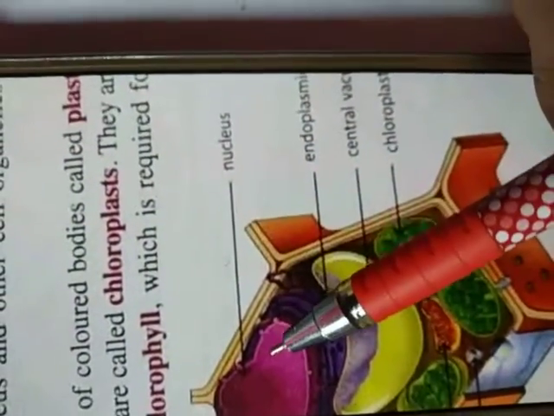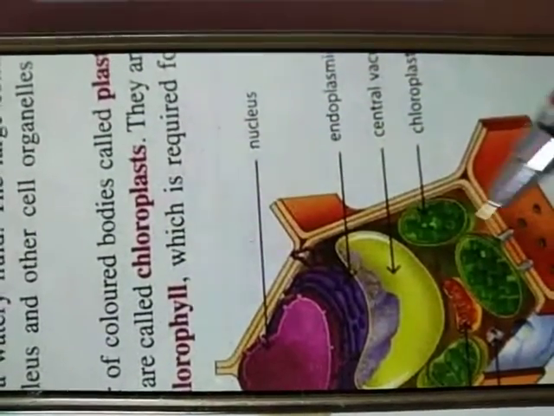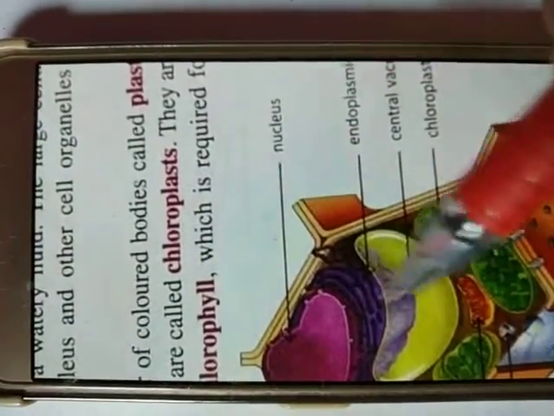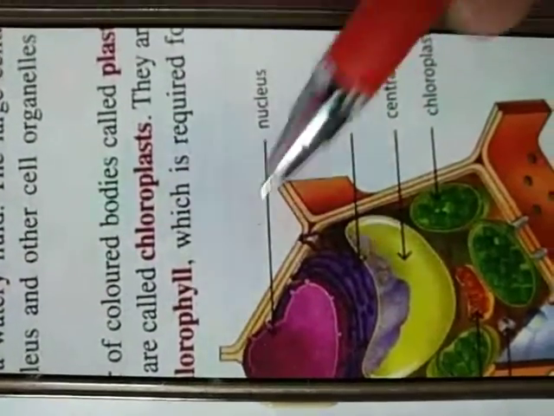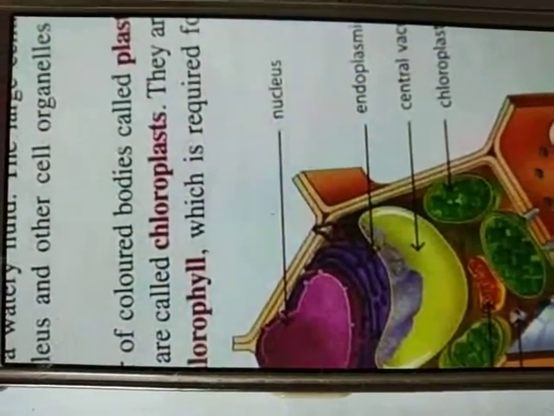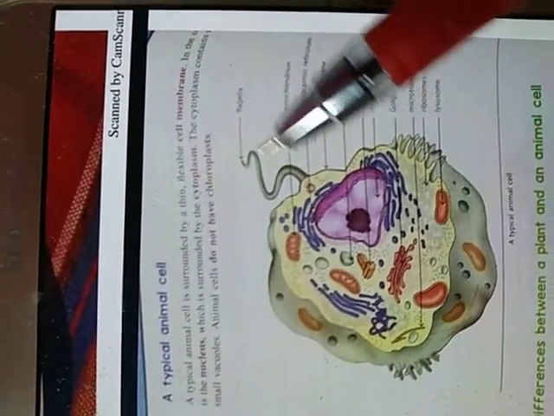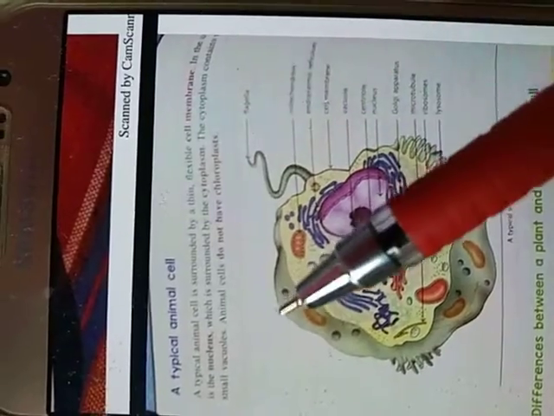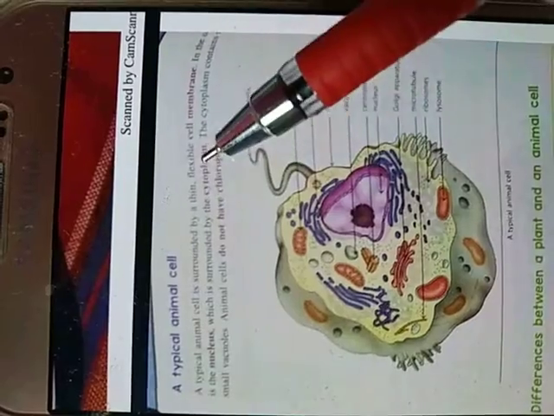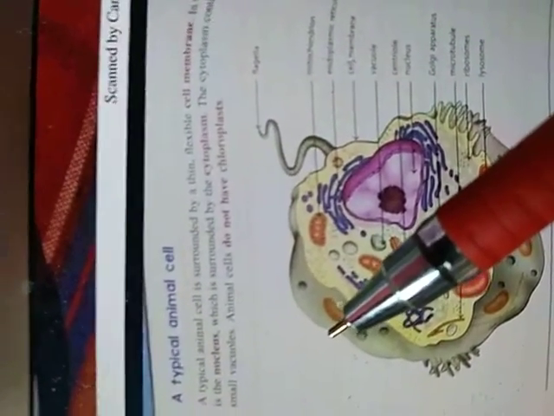Endoplasmic reticulum and nucleus are common in both plant cell and animal cell, but plastid and central vacuole are not present in the animal cell, and neither is the outer cell wall. These are found only in the plant cell. And this is the diagram of an animal cell. In the animal cell the outermost layer is called the cell membrane, which is very thin and flexible, not the cell wall. In the animal cell, the cell wall is absent. The cell wall is present only in the plant cell.